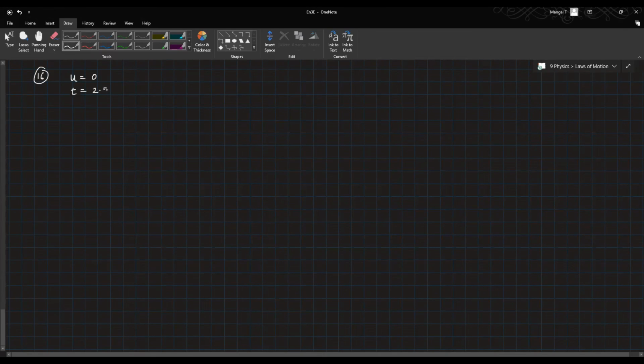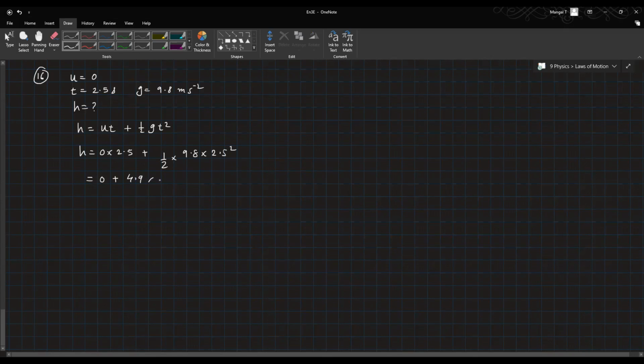u equal to 0. This is 2.5 seconds. g is 9.8 meters per second squared. What is the height of the building? So h is equal to ut + ½gt². 0 × 2.5 plus ½ × 9.8 × 2.5². So this is 0. This is 4.9 × 6.25. The value of h that we get is 30.6 meters.